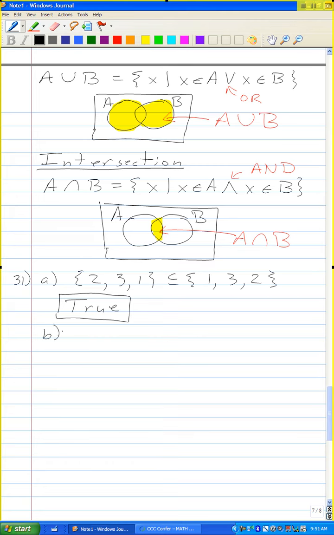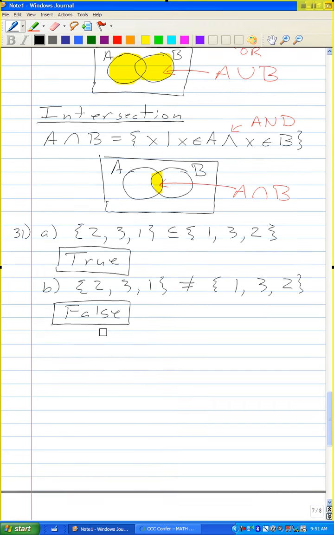B: {2, 3, 1} is a set containing the members 2, 3, 1, not equal to {1, 3, 2}. That is false. The set {2, 3, 1} is identical to the set {1, 3, 2}. Remember, order doesn't make any difference. And so in this case, {2, 3, 1} is a subset of {1, 3, 2}, and {1, 3, 2} is a subset of {2, 3, 1}. Therefore, they're equal. And so the statement not equal is false.